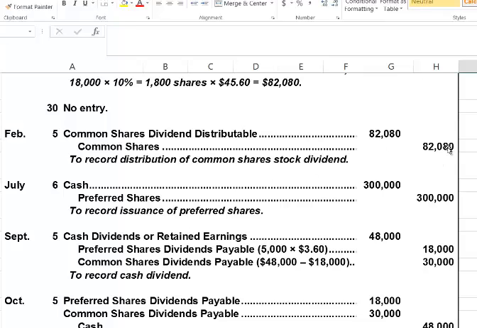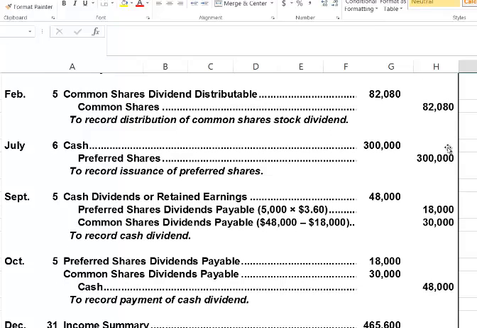On July the 6th, quite simply, all we did is we sold 5,000 preferred shares at $60 a share. So 5,000 times $60 a share is going to give us how much? 300,000 as new equity. So we're going to debit cash because that's what the investors gave us for these 5,000 shares, 300,000, and we're going to credit preferred shares.